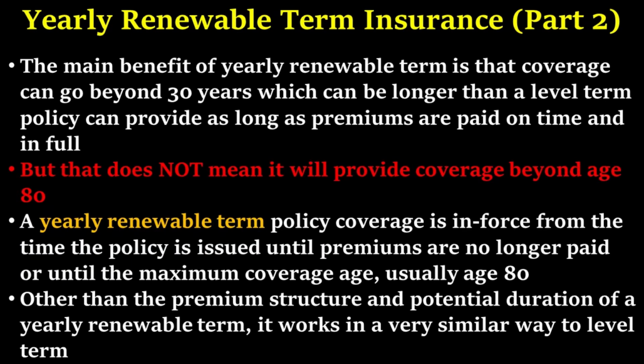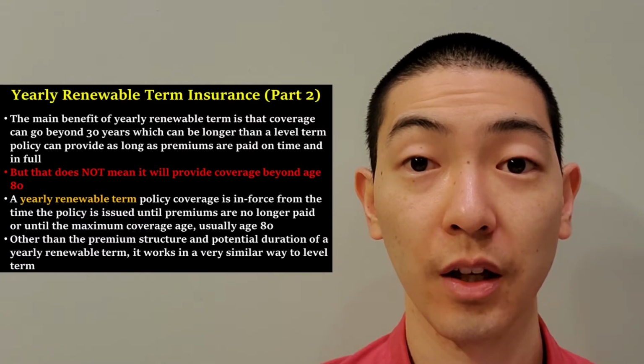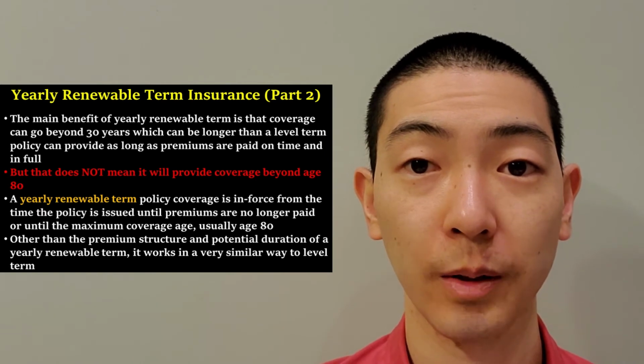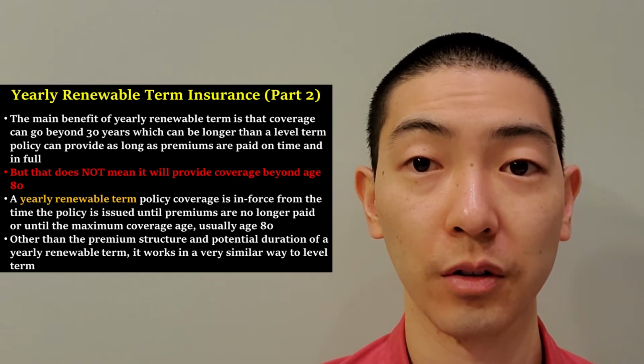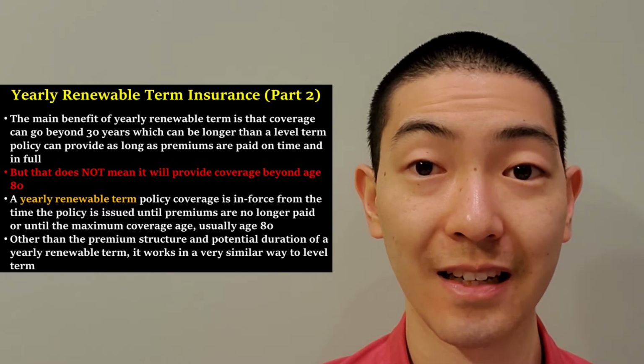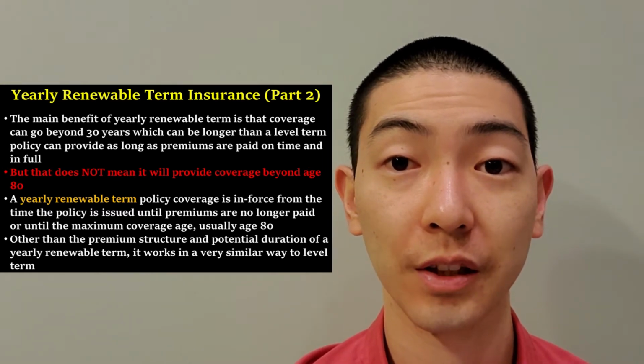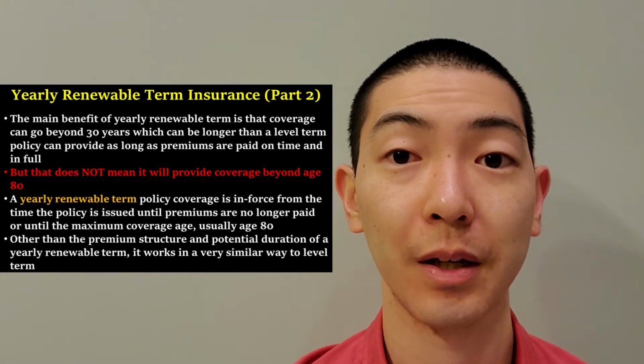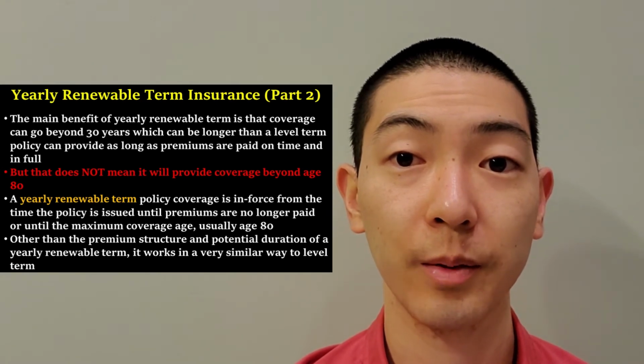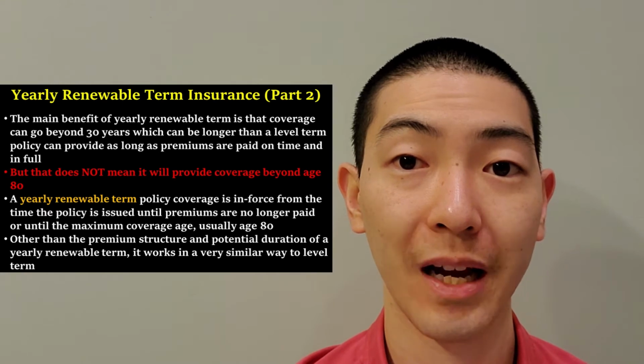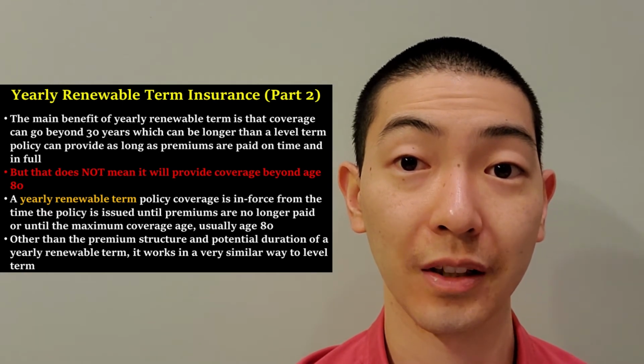The main benefit of yearly renewable term is that coverage can go beyond 30 years, which can be longer than a level term policy can provide as long as premiums are paid on time and in full. But that does not mean it will provide coverage beyond age 80. A yearly renewable term policy coverage is in force from the time the policy is issued until premiums are no longer paid or until the maximum coverage age, usually age 80.